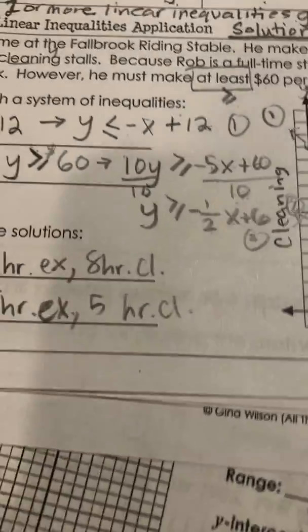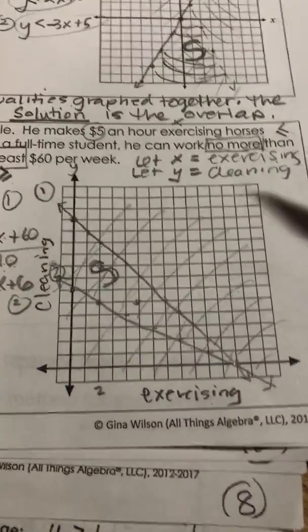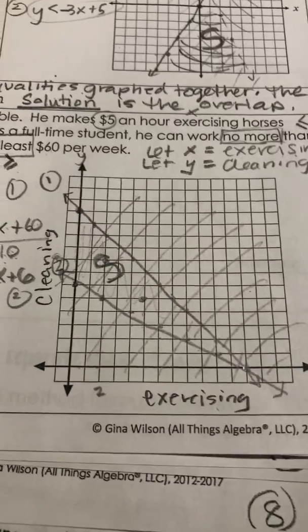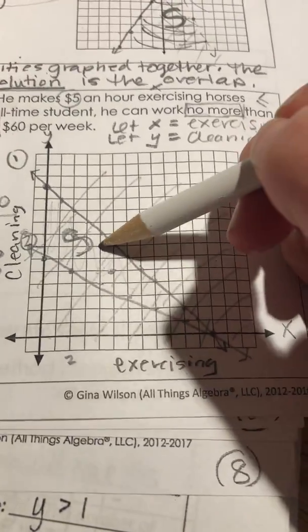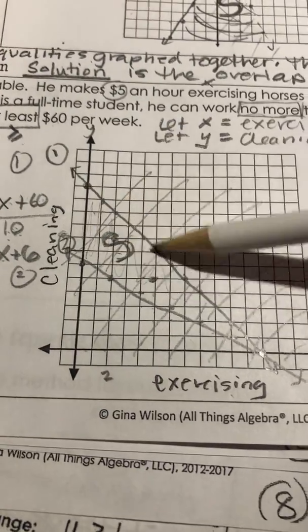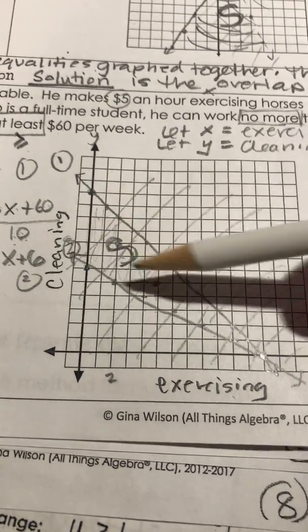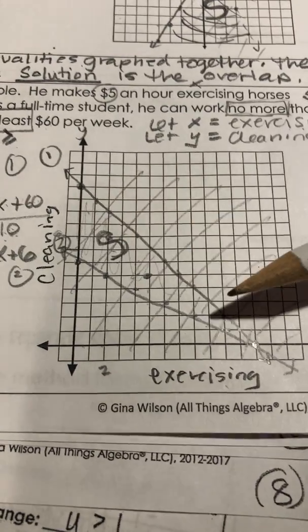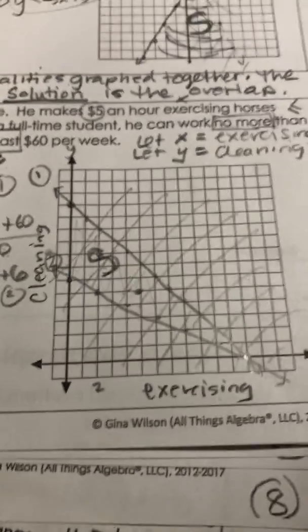Okay, there we go. And then remember, as you're looking for the solutions, anything in this little slice of the pie, any of these points will satisfy the solution. So there are many you can pick. At this point, you can pick and choose what you want if you're going to be cleaning and exercising. Good luck.